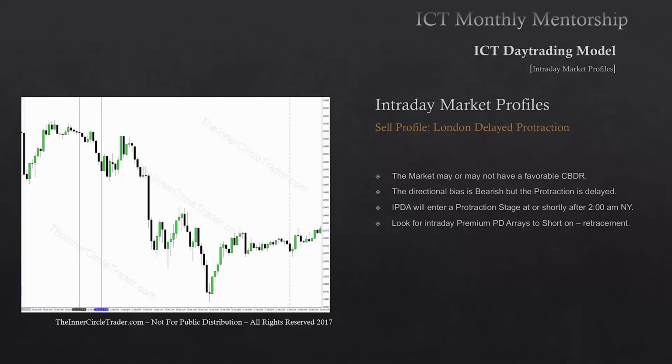Price rolls over, just doesn't make any higher high. Then we have a protractionary stage right after 2 o'clock on this time frame. This is seen with 7 GMT, which would be 2 o'clock in New York time. Price creates a rally, trades back up into a bearish order block, and then creates the London session high, trading lower. And you can see the protractionary stage here after 2 a.m.